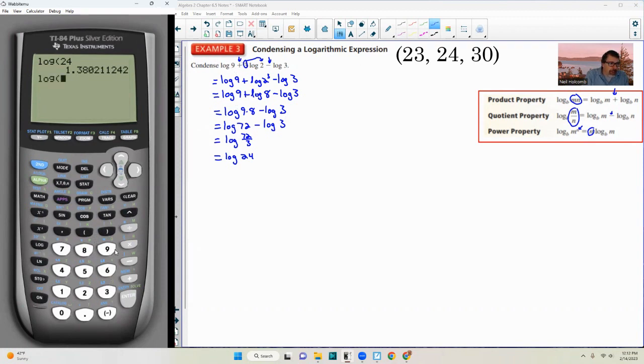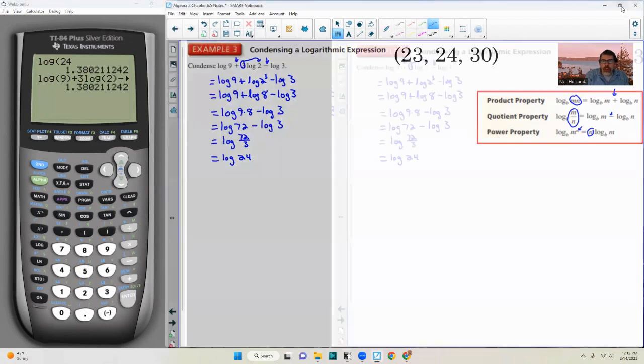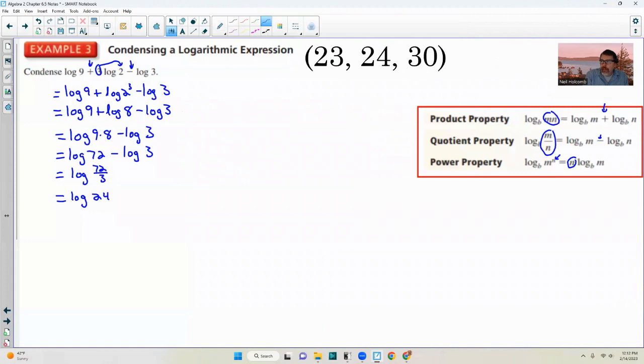So we have the log of 9 plus, oops, I clicked, but it missed. The log of 9 plus 3 log 2, close parentheses, minus the log of 3, close parentheses, and hit enter. So notice the log of 24 is equal to our original. That's how you can use a calculator to check to see if you condensed correctly. Get the same decimal, you did it right. Okay, so now you should be able to do problems numbers 23, 24, and 30.